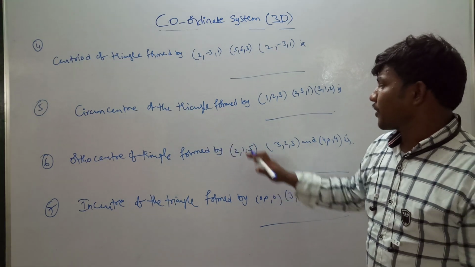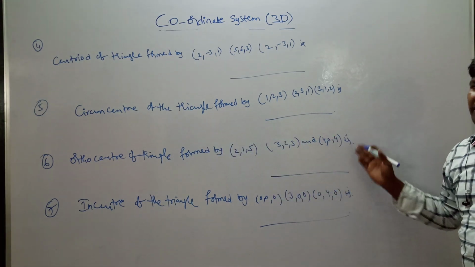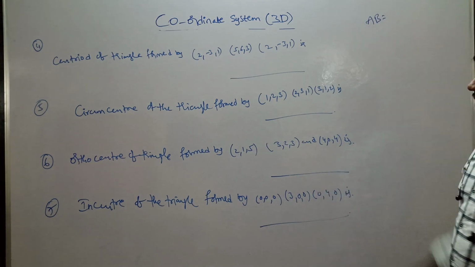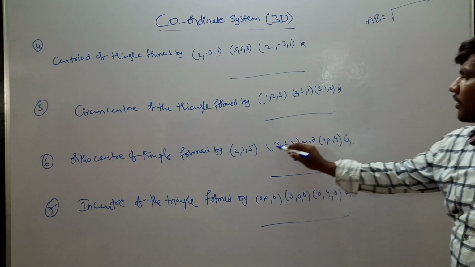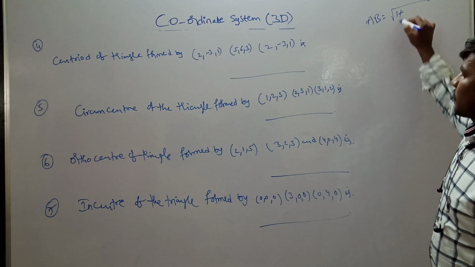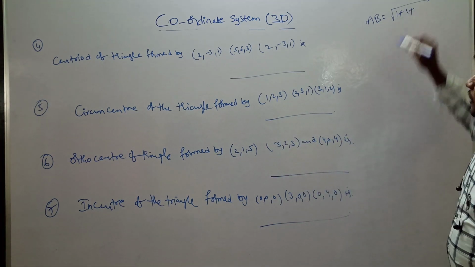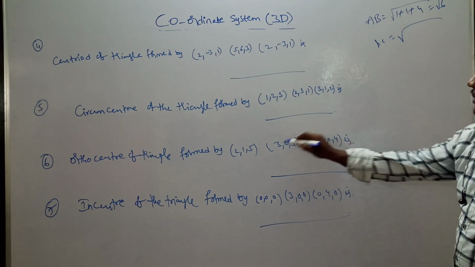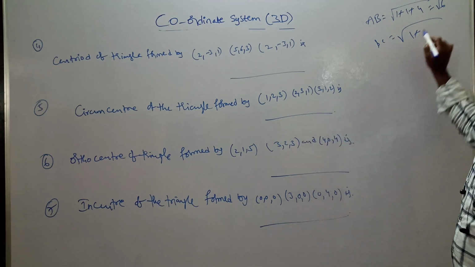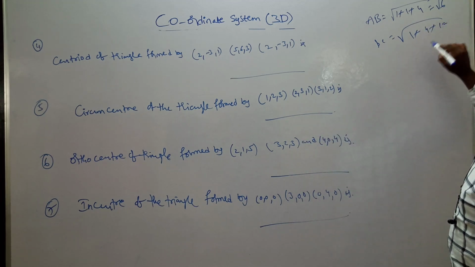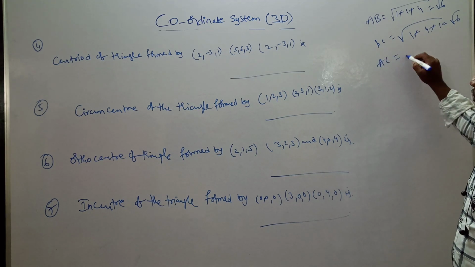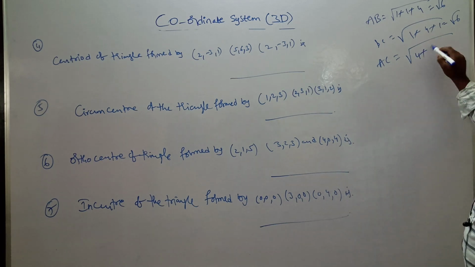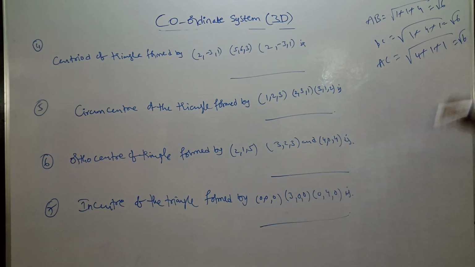Also the center of the triangle formed by (2, 1, 5), (3, 2, 3) and (4, 0, 4). Here also we check first of all AB, the length of the side AB is equal to root of (3 minus 2) whole square 1, (2 minus 1) whole square 1, (3 minus 1) whole square that equal to 4, root 6. BC equal to (4 minus 3) whole square 1, (0 minus 2) whole square 4, (4 minus 3) whole square that equal to 1, root 6. Next AC equal to root of (4 minus 2) whole square 4, (0 minus 1) whole square 1, (4 minus 3) whole square that equal to 1. This is also root 6.